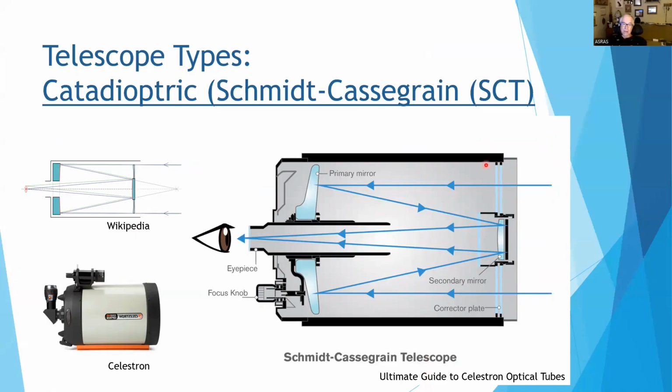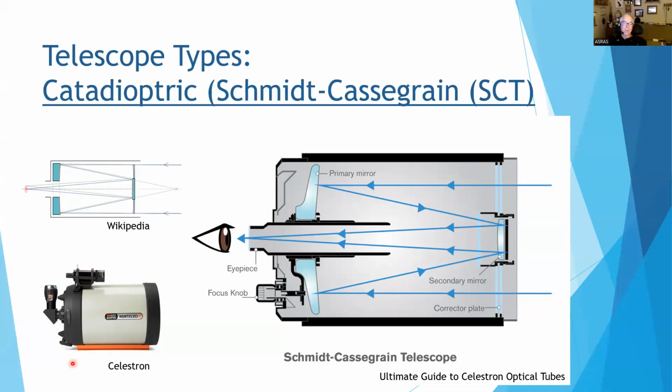So light comes in here. It goes through a corrector plate, it's called, which corrects for light aberration and coma and things like that. It comes through the corrector plate, bounces off a primary mirror at the end of the telescope, back to a secondary mirror, and then through the focusing tube out into the eye.